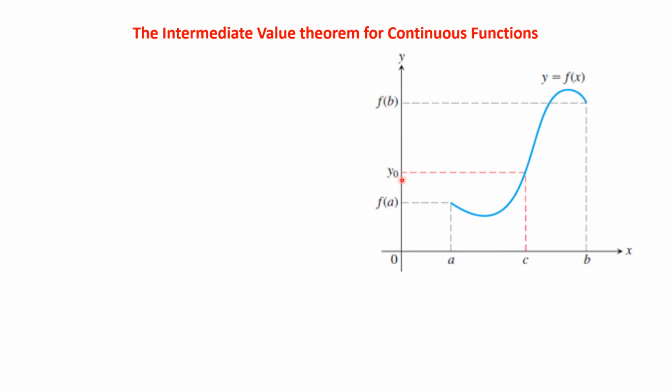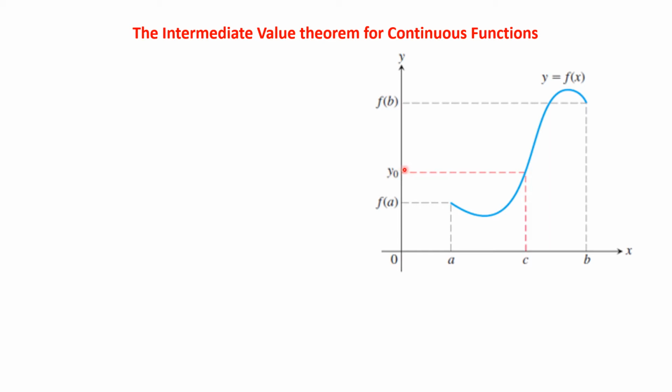For this value, if we draw a line to the function and then take that line down, we will figure out a point C between A and B, and that point C, f of C, is going to be equal to y naught. And this is basically what the intermediate value theorem for continuous functions is all about.